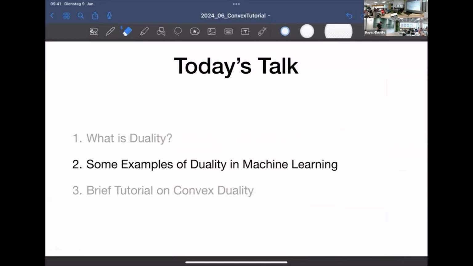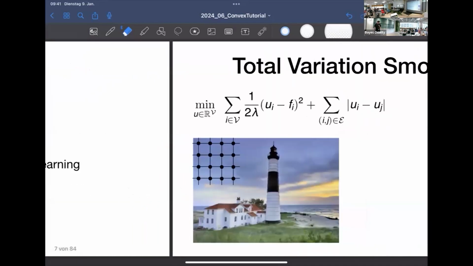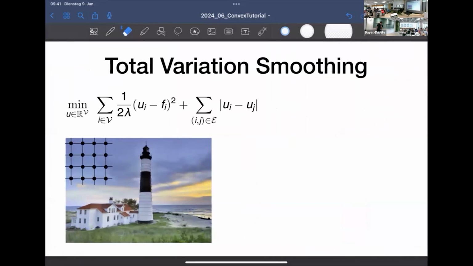So maybe we discussed now what is duality, and to motivate you further, maybe we can look at some examples of duality in machine learning. The first example where I personally encountered duality is in the context of image processing. So in my previous life, I worked on image processing problems, and there's a very popular model which is called the total variation smoothing model. And I will motivate on this example a bit how duality is useful there.